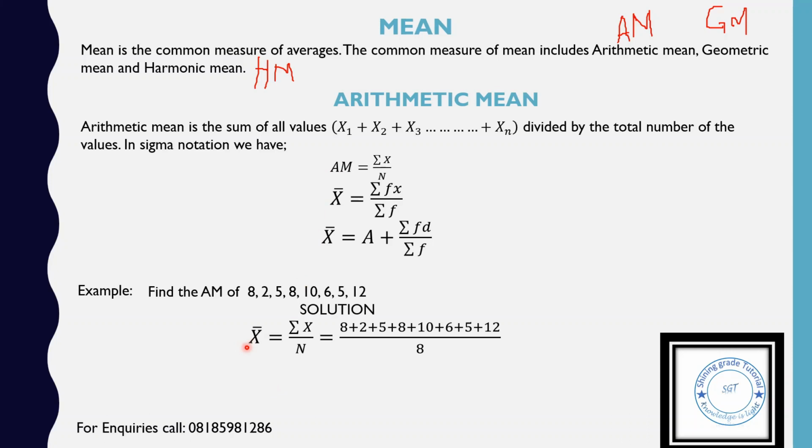So our x bar, which is our arithmetic mean, is equal to summation x over the number of observations, which is n. So we sum all observations, 8 plus 2 plus 5 plus 8 plus 10 plus 6 plus 5 plus 12, all divided by 8. When we sum everything together and divide by 8, we have our arithmetic mean to be 7. That is a very simple and direct idea of arithmetic mean. So let's move to another example. Arithmetic mean continues. We still have more examples to take on.